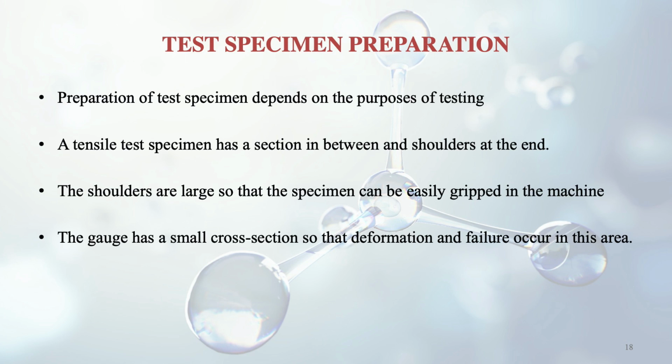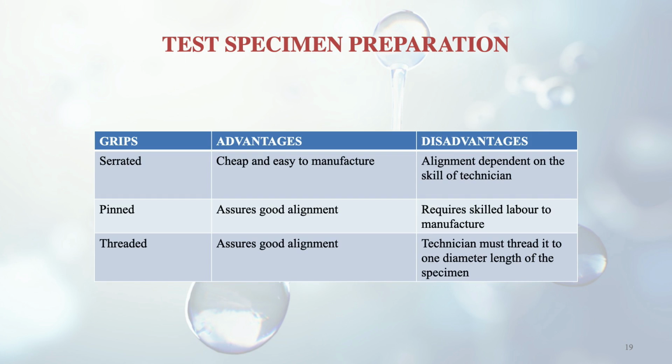Okay. So when we talk about specimen preparation, first of all we also need to know how we are going to hold it in the machine. There are different kinds of grips. The first one is the serrated grip. The advantage is that it is cheap and easy to manufacture. The disadvantage is that alignment is dependent on the skill of the technician.